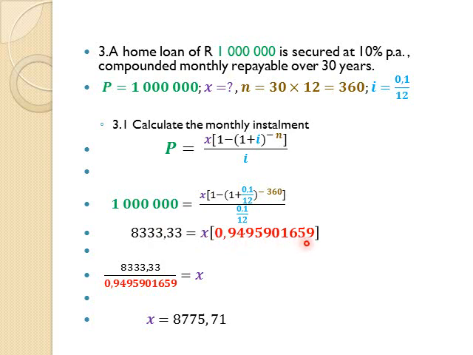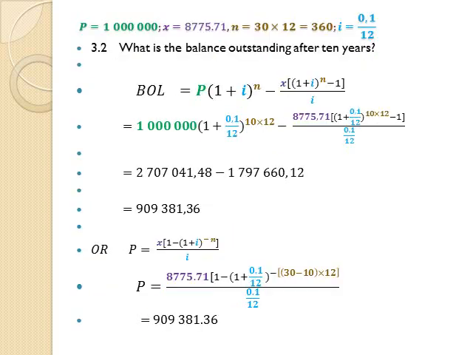8333,33 divided by the 0,9495901659. Every month she'll pay back 8,775 rand 75 cents to pay off a home loan of 1 million rand. Right? That's at 10%. So what's the balance outstanding after 10 years?